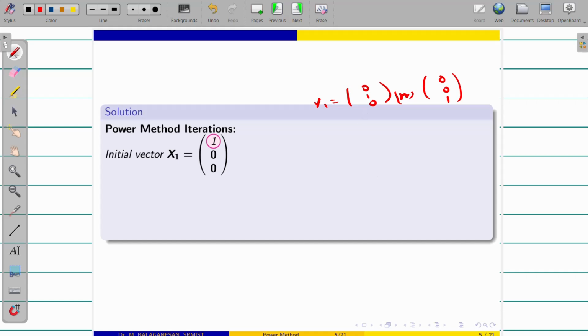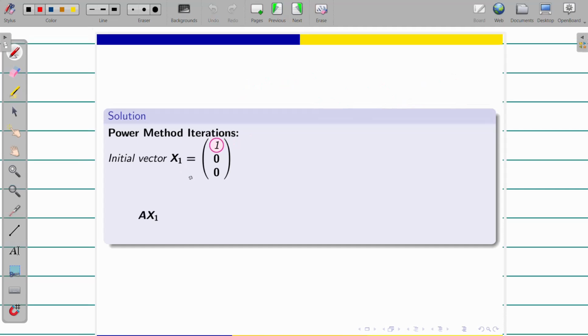You know already when you're defining the concept, Ax equivalent to lambda x. Here lambda is the eigenvalue and x should be the non-zero column vector, the eigenvector. It should be non-zero. That's why at least any one of the elements you can take as 1. Clear? So here particularly we assumed x1 equivalent to 1, 0, 0. If you are interested, you can assume 0, 1, 0 or 0, 0, 1 also. No issues here. Now I'm going to multiply the matrix A with x1.